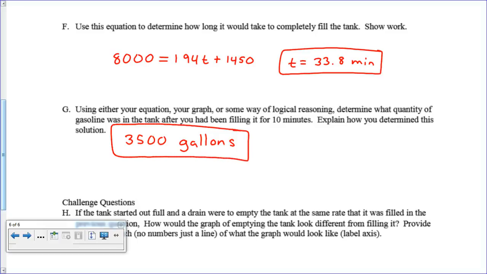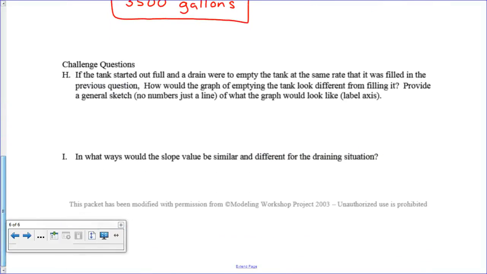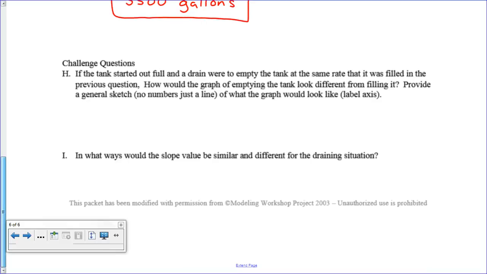All right, on to this challenge question here. It said if the tank started out full and you were to drain it and empty at the same rate it was filled in the previous question, how would the graph look different from it? Provide a general sketch, no numbers. Okay, so what we'd have here is we'd have the same slope, but it would be the opposite in value. So generally speaking, we'd have a graph that looked like this. All right, volume would be on this side, the time would be on this side, but instead we'd start here at 8,000 and it would gradually empty.